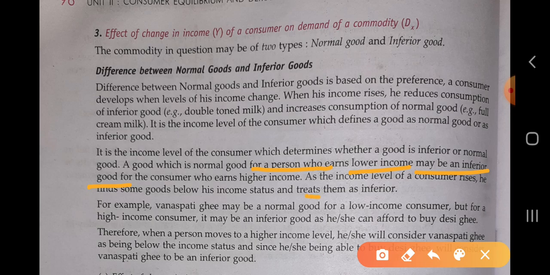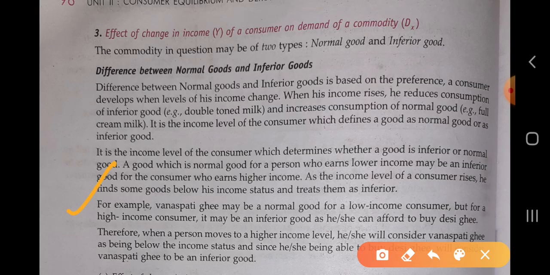Okay, so he must treat some goods below his income status as inferior as the income level of the consumer rises. Whenever I have taken the example, when the income of the consumer rises, for him or for her, a railway becomes an inferior good, because at that time he or she will maintain his or her status. For that, a railway becomes an inferior good and planes become for him a normal good. Here one example is taken.